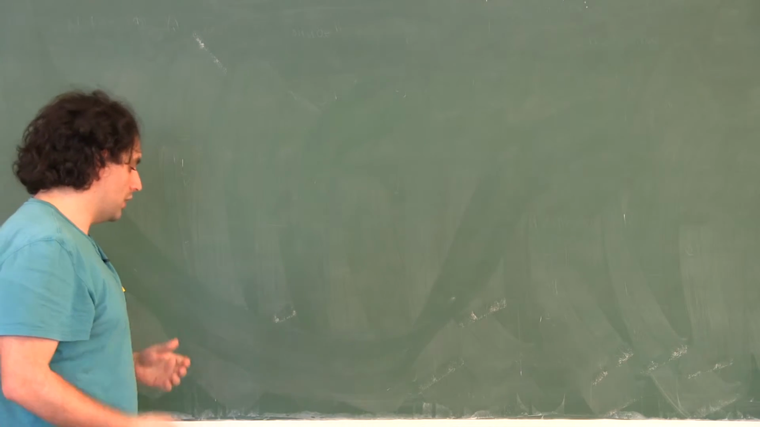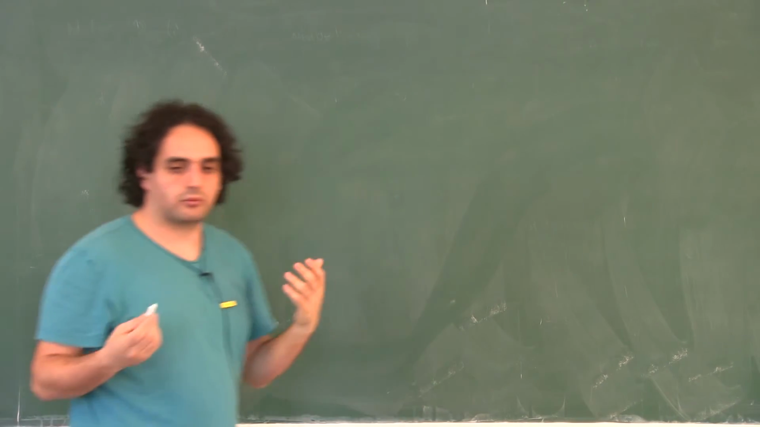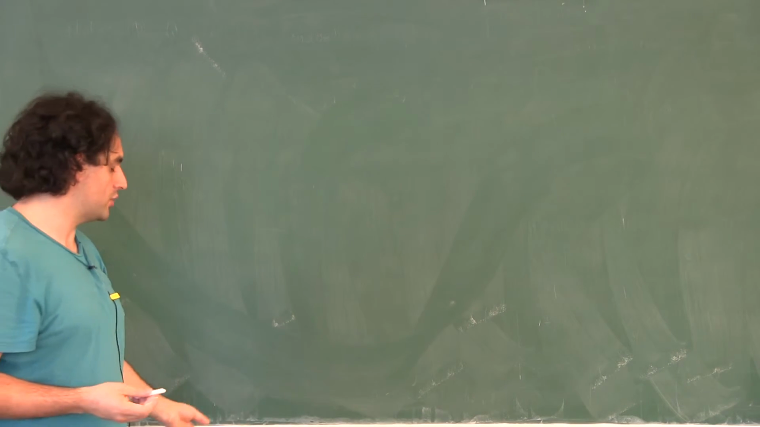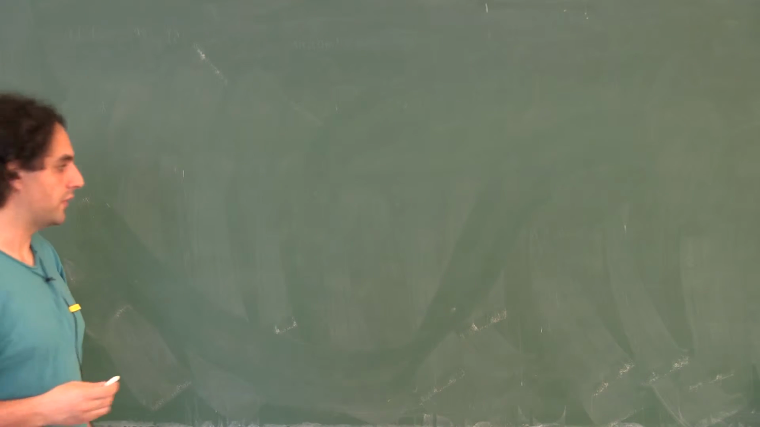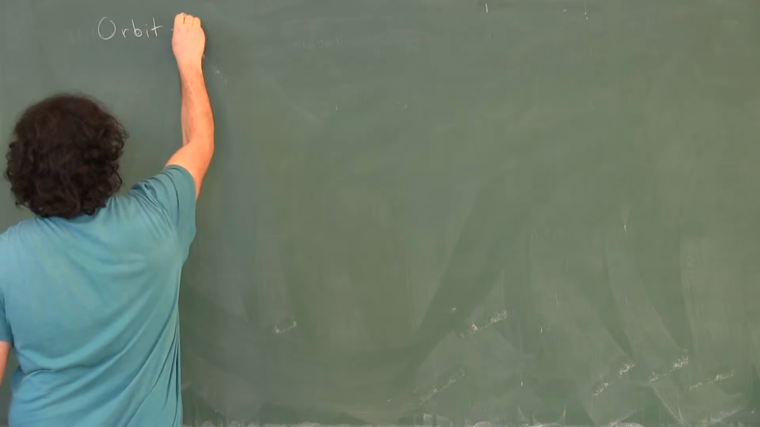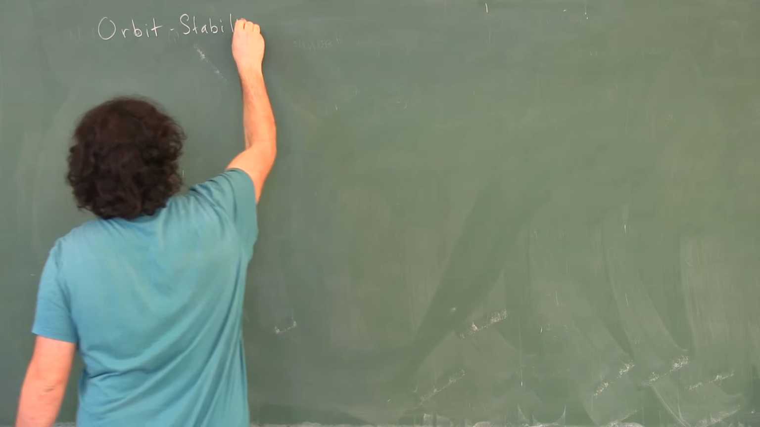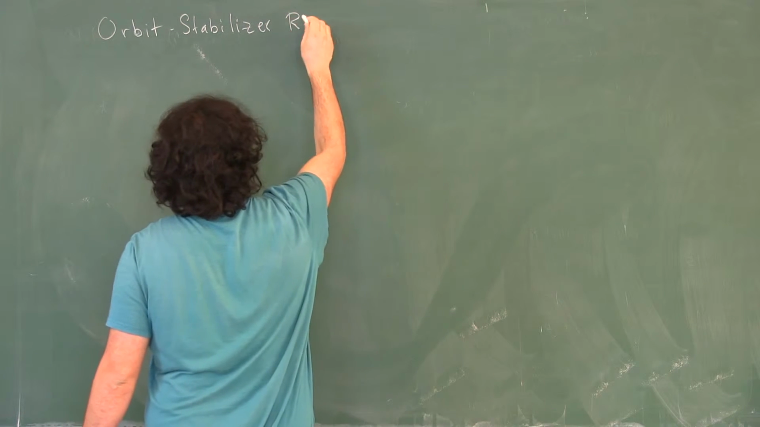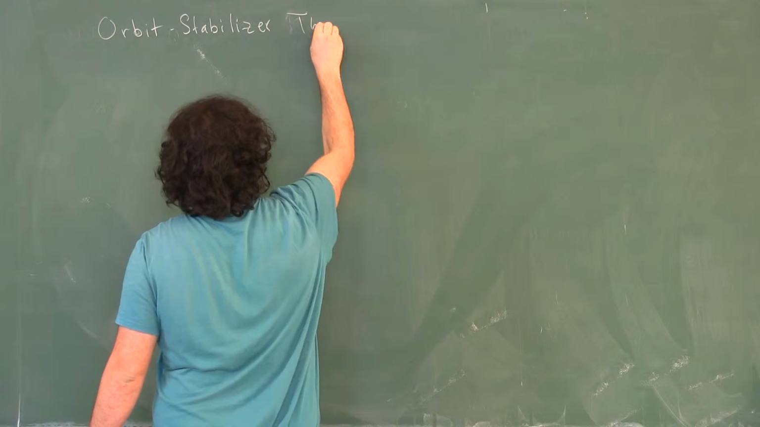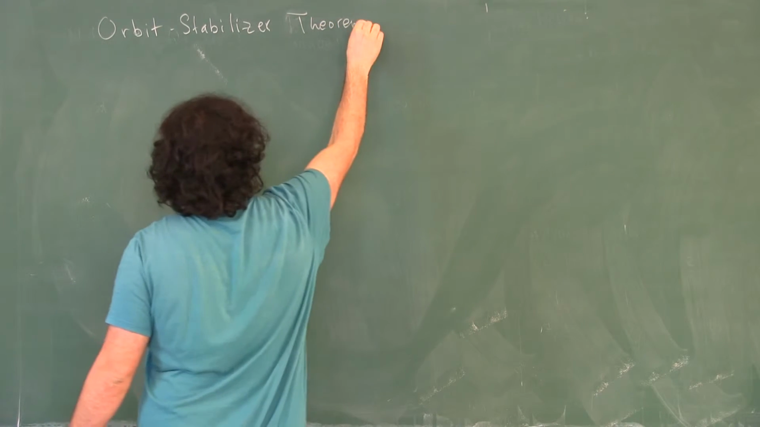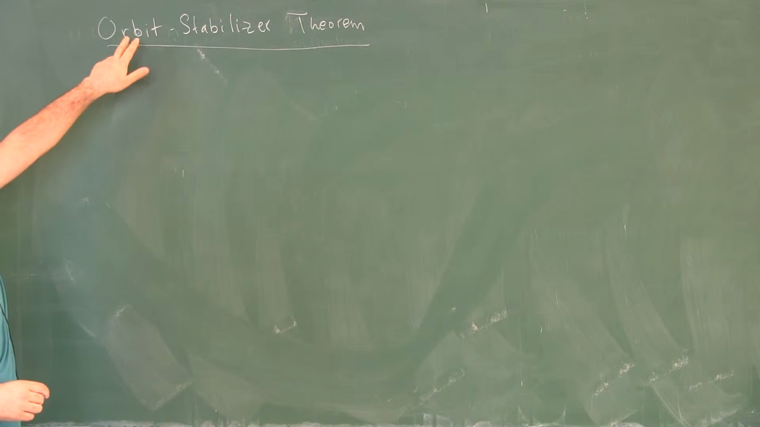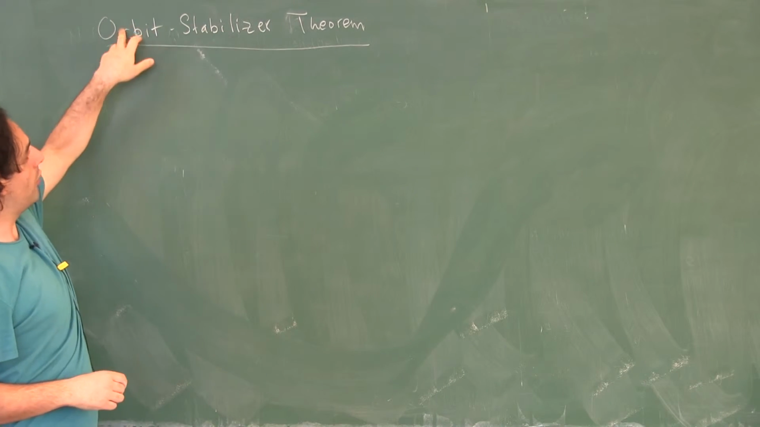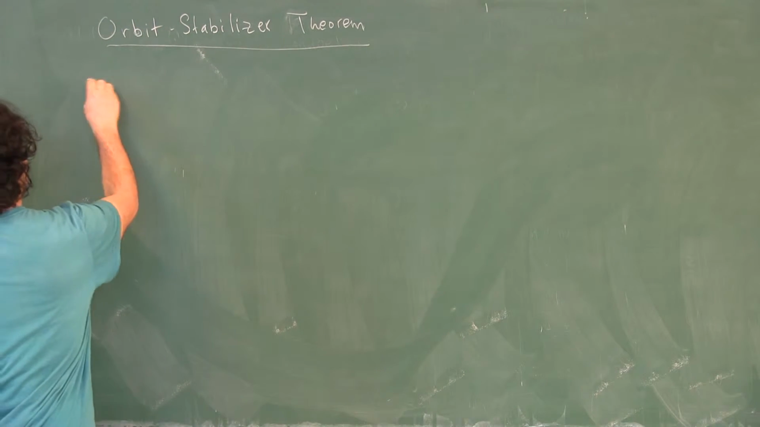Now, there is one relation satisfied by actions, one theorem, which is really fundamental in this course, and this is called the orbit stabilizer theorem. So let's state this. To state this, I need to tell you about the two concepts that appear in the name, orbit and stabilizer.